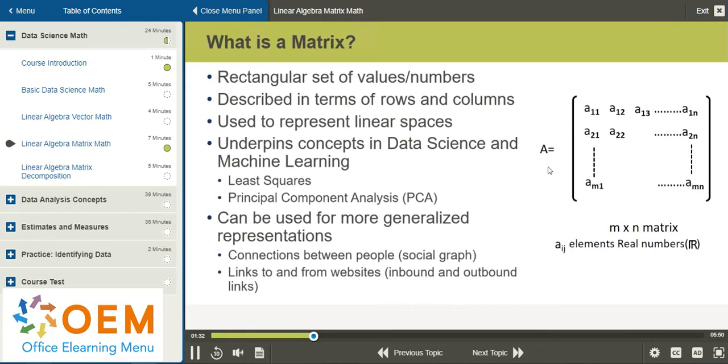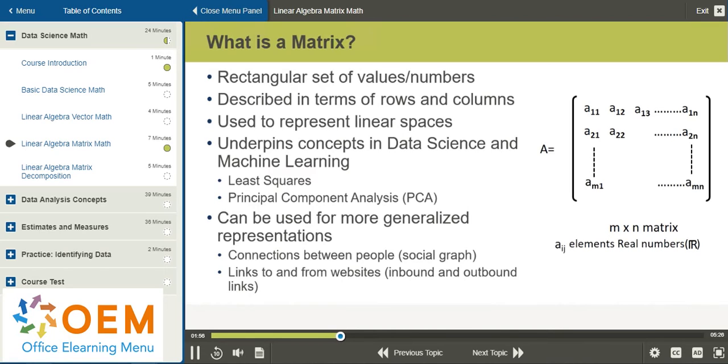But it can also be used for more generalized representations. So we can use a matrix of values, this rectangular set of values, to represent connections between people, as in a social graph, or links to and from websites, as in their inbound and outbound links, whether one website connects to another or the other website connects back to it. So we can represent these things in matrix form.